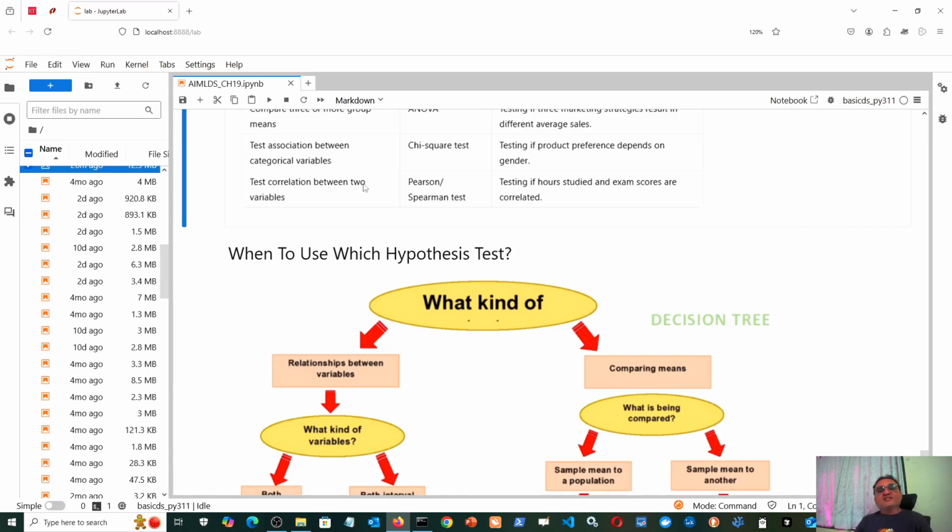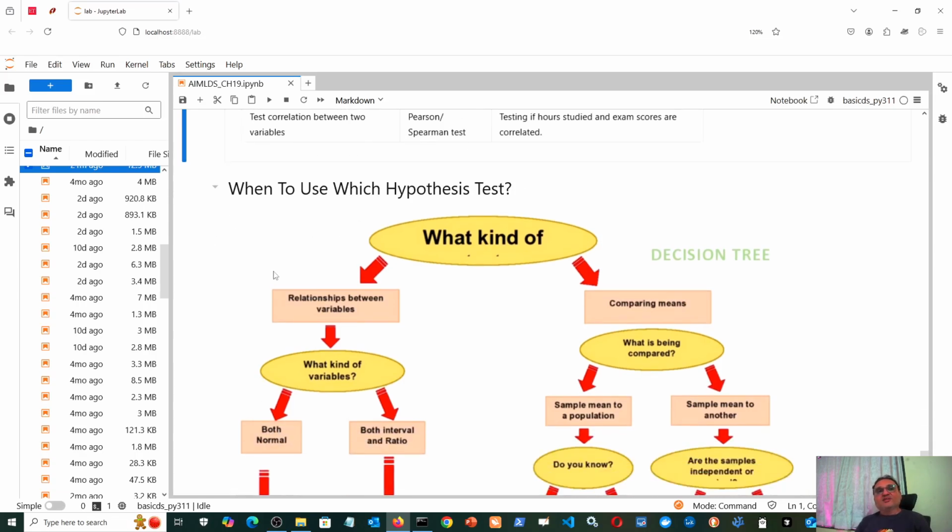Then test correlation between two variables. Now correlation is always tested for continuous variables. So use either the Pearson correlation test or the Spearman correlation test. Okay. For example, if you are asked to test whether the number of hours studied and the exam score are correlated. So is it like that more hours means more exam score and fewer hours of study means less exam score? Okay. So in that kind of case, the Pearson or Spearman correlation test is more applicable. I told you its limitation also, that it measures only linear correlation. So for non-linear correlation, you can use the Chatterjee correlation test or other correlation tests.